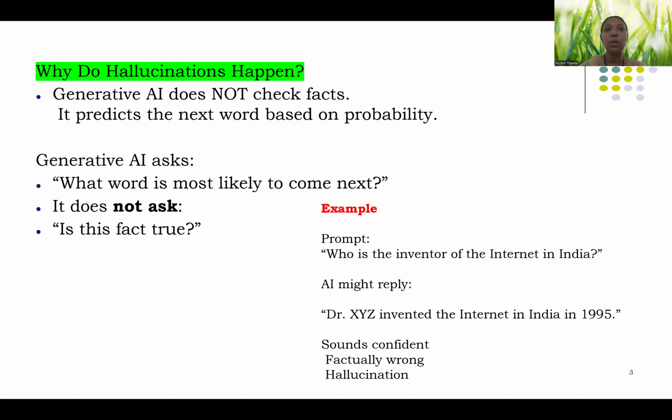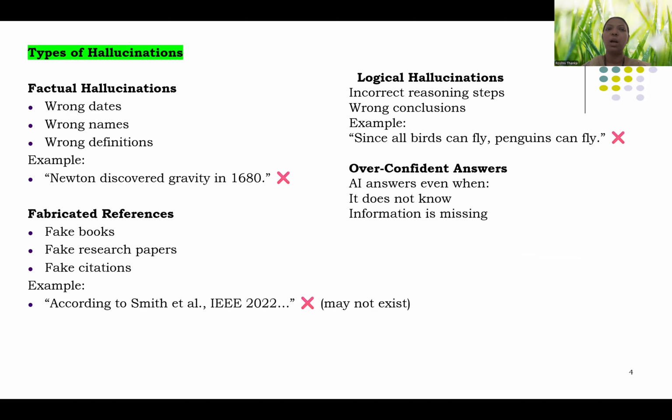So why does hallucination happen? As I already told you, the reason is that it is just predicting the next token based on probability. It is not checking whether it is factually true or correct. For example, if I ask an LLM, maybe ChatGPT or Claude or LLaMA or PaLM, whatever it may be, who is the inventor of the internet in India, it gives some answer that seems to be a correct answer with confidence. Sometimes it may be factually wrong. That's how we call it hallucination.